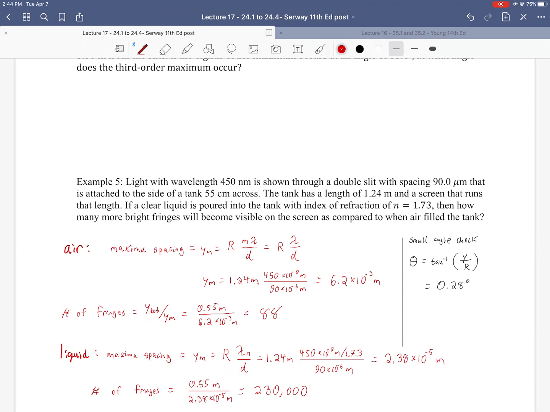Okay, so 230,000. That's our total number of bright spots, small angle approximation, and all of that.